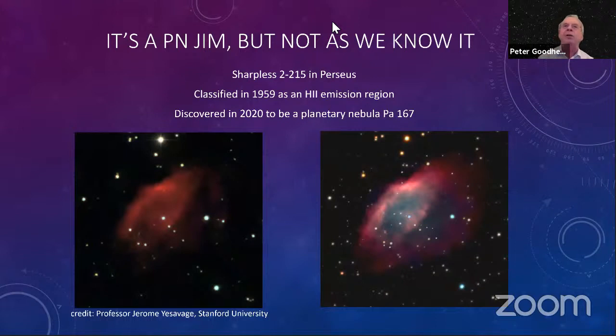Sharpless 2-215 has been classified as an H II emission region since 1959. In fact, the image on the left was taken, I think, only a few weeks ago, because it's still considered to be just a hydrogen emission nebula. But Dana had noticed that this star here was extremely hot. He'd been looking at star catalogs, and it had the temperature that you would expect to find at the heart of a planetary nebula. So he asked me to image this, and I did, and this is the result of me imaging it.